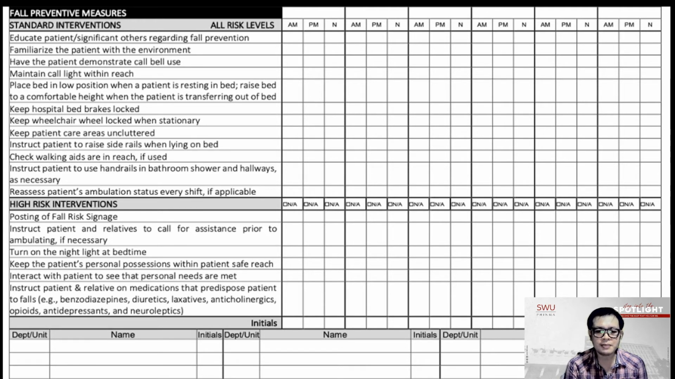But once the patient is being transported to the ward, we have to continuously do this assessment at all times to prevent falls or injuries to our patient. Now let's go to the next part.